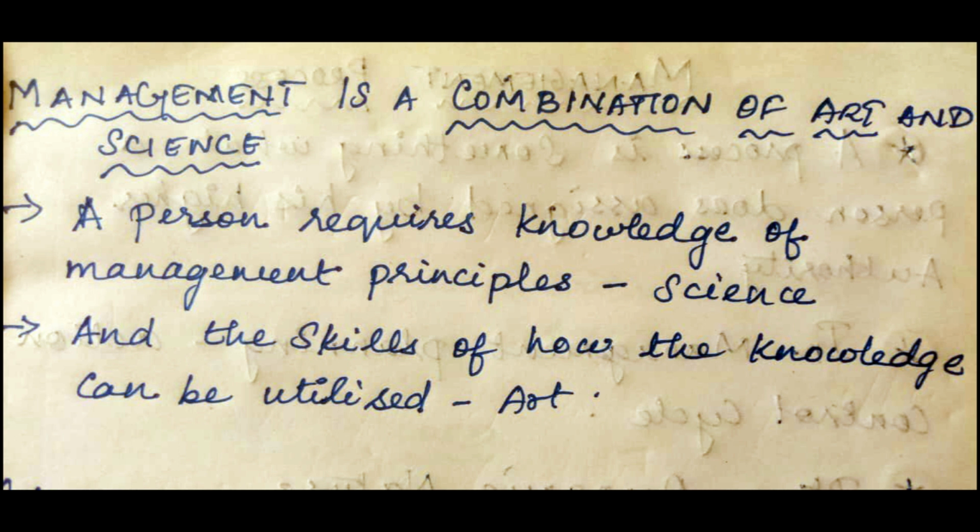The skill of how to apply the knowledge, or how knowledge can be utilized, is the art aspect of management. For example, each person cannot be the same. Each person differs from the others by their skills. For example, Jawaharlal Nehru cannot be compared to his daughter Indira Gandhi.